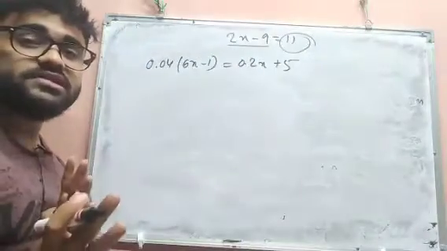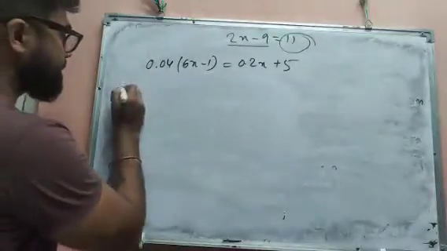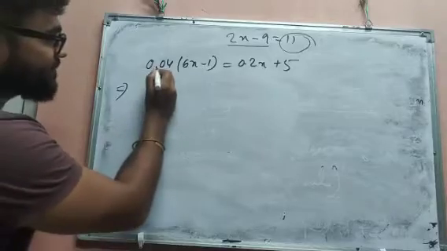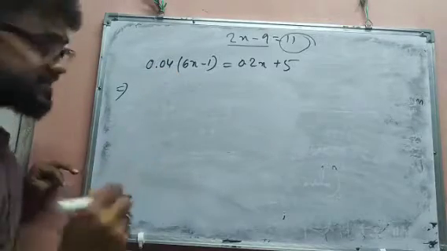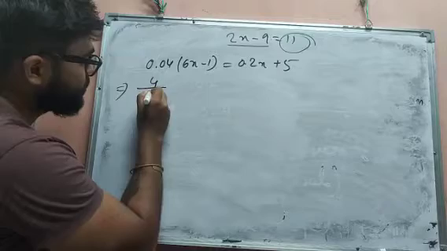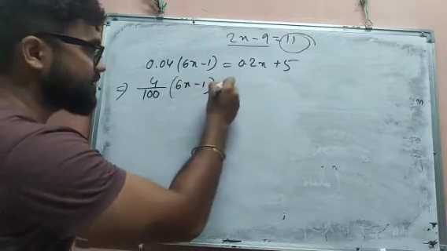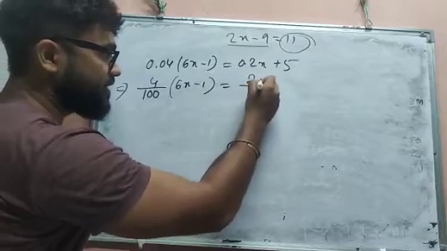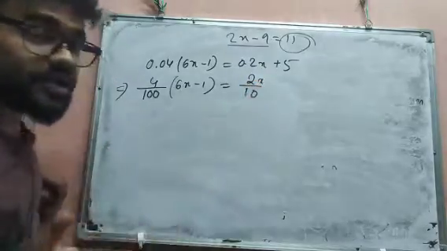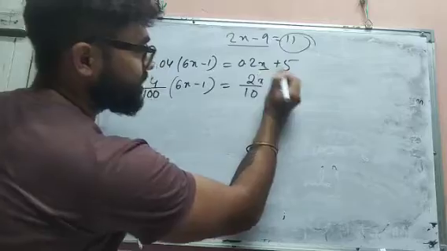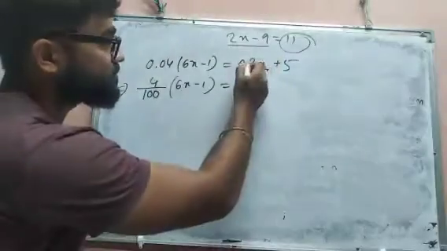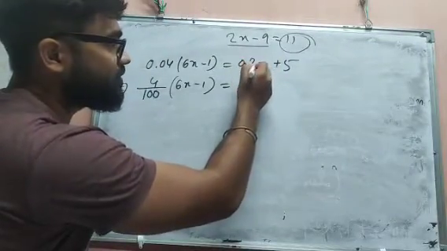So to remove this point, what do we need to do? See, 0.04, that means after the point how many digits do we have? 2 digits. So you can write 4 by 100. Okay, and for 6x minus 1, you can write 2x by 10. Be careful, you do not consider that one, this is not a number. Okay, so consider only that one. So after the point how many digits do we have?